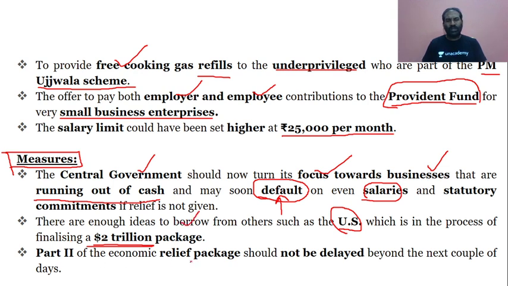And the next one is in regards to the economic relief package, which should not be delayed. This is very important because the relief package has to be given at the right time. If it is not given at the right time, then definitely there could be economic instability. So the second phase of the economic relief package has to be given within no time, so that continuity goes on.